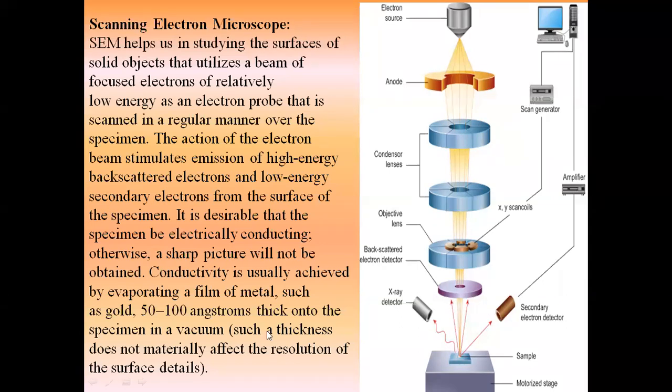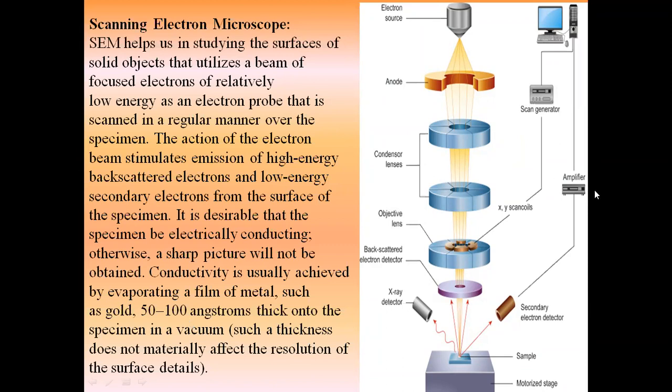Coming to gold plating, whatever sample we are using should first be conducting. If it is not conducting, inside a vacuum we make a very thin film of gold. The thickness will vary within 50 to 100 angstrom. That thickness of gold is not going to affect the resolution or the shape of your image or the sample. The sample will not be affected if we make the conducting coating of 50 to 100 angstrom of gold.